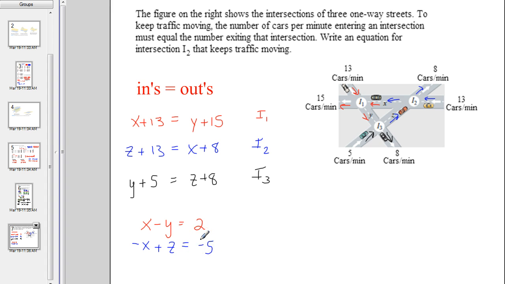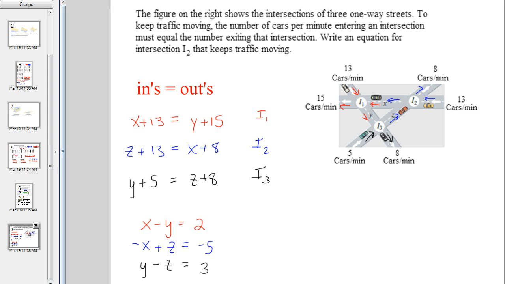Alright, and then again, the bottom one, switch to black. I'm going to move the z over with the y, so that'll be a positive y and a minus z. Alright, and then that's going to equal, if I move the 5 over to join the 8, I'll get a 3. Okay, so there's my system of equations.